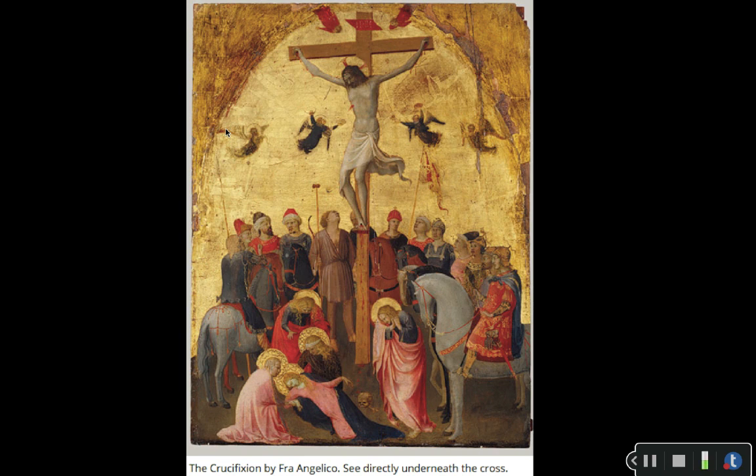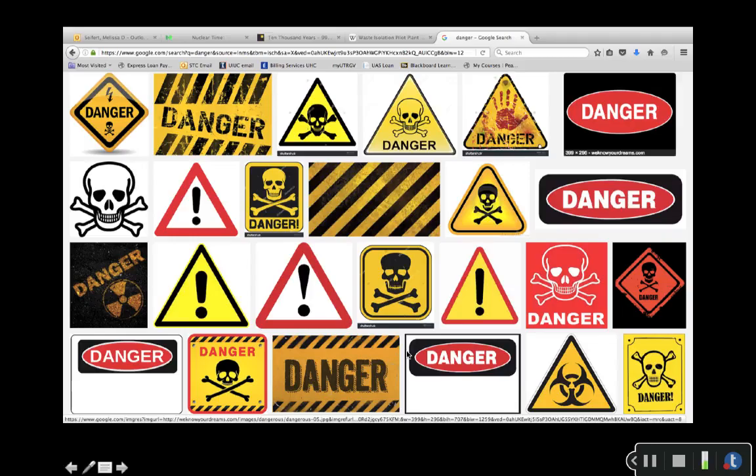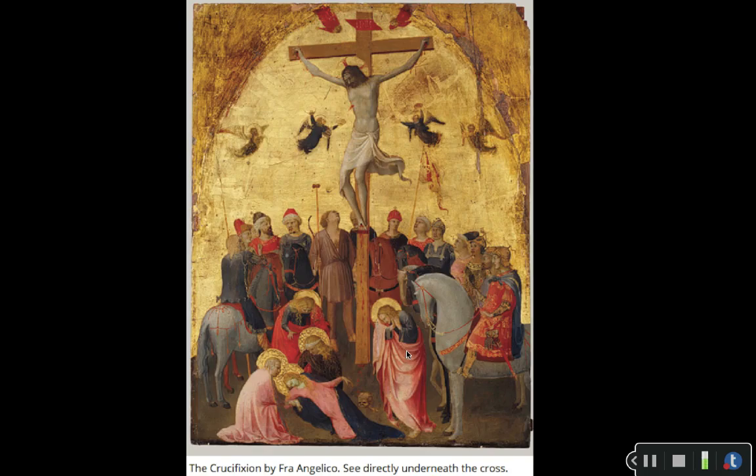So I like to use this painting by Fra Angelico, the Crucifixion, and this is a 13th century painting by a French artist. But what I want to show you down here is the skull at the base of the cross where Jesus is raised. And why is this important? Well, we just talked about how important the skull is as an image of danger, right? As a symbol and as an icon of danger.